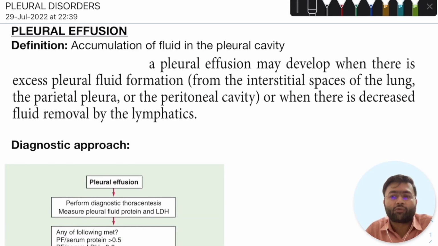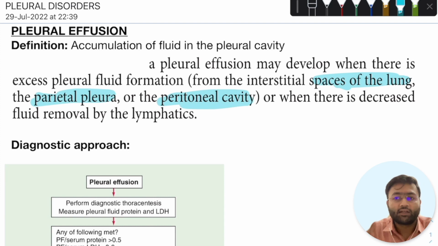Hello everyone, the topic for today is pleural effusion. It is defined as the accumulation of fluid within the pleural cavity. It will occur when there is an excess of fluid formation, when the fluid is leaking via the parietal pleura, the visceral pleura, or through the peritoneal cavity via the diaphragm. It can also occur when there is an obstruction of removal of fluid via the lymphatics.